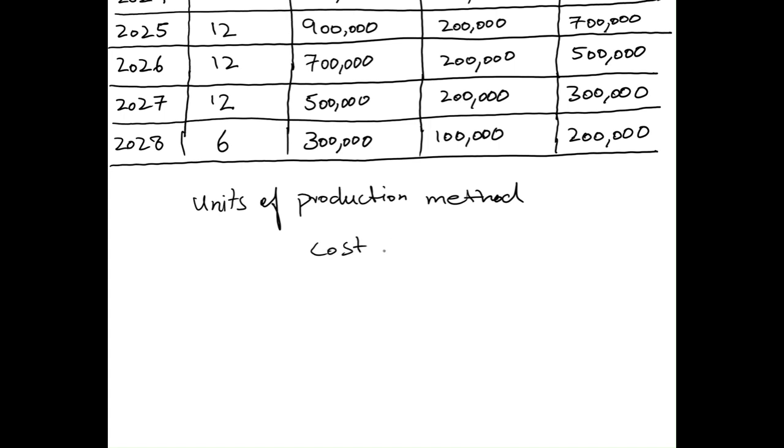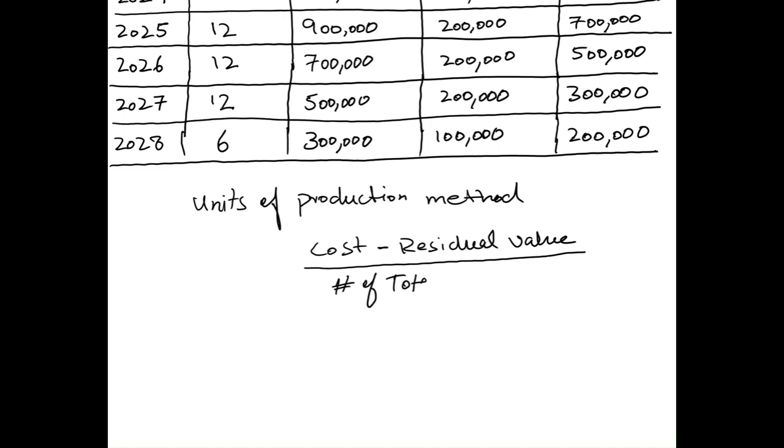cost minus the residual value, and you divide it by the total estimated units that the machine is expected to produce over its life.